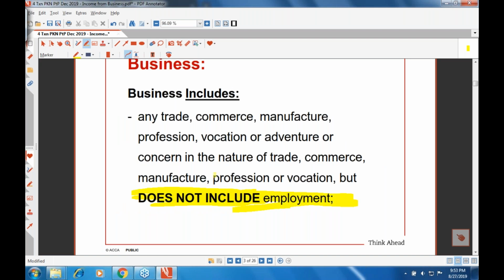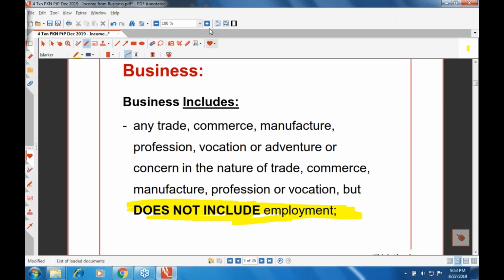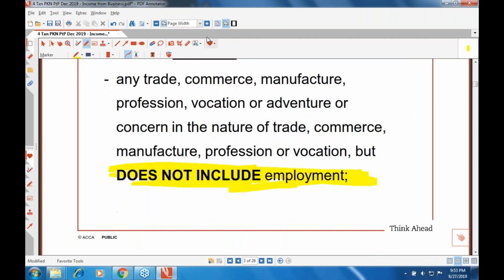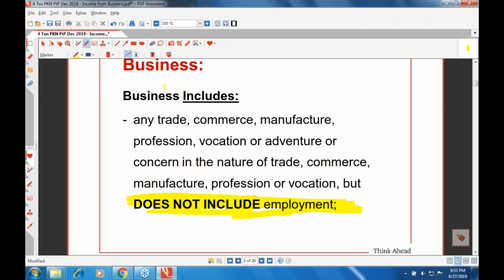Now, let's start discussing it. What exactly do you mean by this? Basically, if you are self-employed, you're not doing business. If you are working somewhere and you're drawing salary, that does not mean that you are doing business. You're working as a salaried employee.